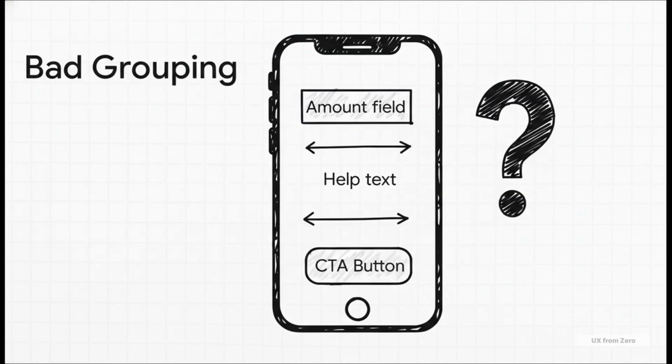Let's take a simple money transfer screen, for example. If you have the amount field, a little line of help text, and the send button all spaced out equally, the user's brain has to pause. It has to work to figure out what belongs to what. That tiny moment of hesitation, that's a failure of grouping.